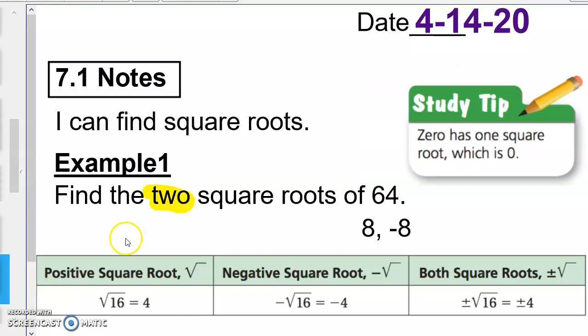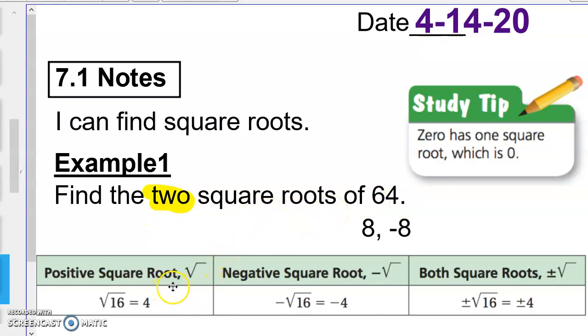Now going into your notes packet, example 1 says find the 2 square roots of 64. Well, the 2 square roots of 64 would actually be 8 and negative 8, because 8 to the second power gives me 64, but negative 8 to the second power also gives me 64, because negative 8 times negative 8 is also positive 64. Well, how do we know which square root you want?